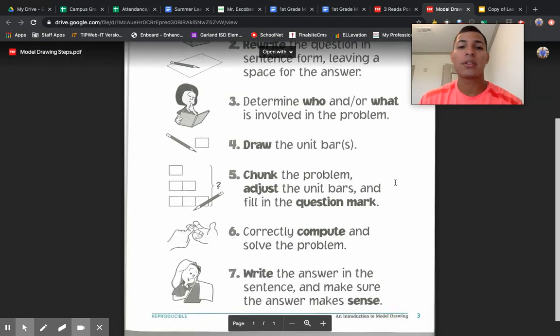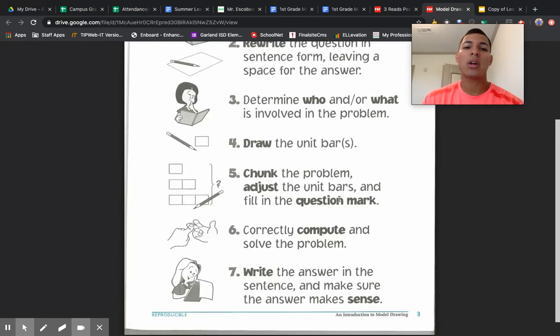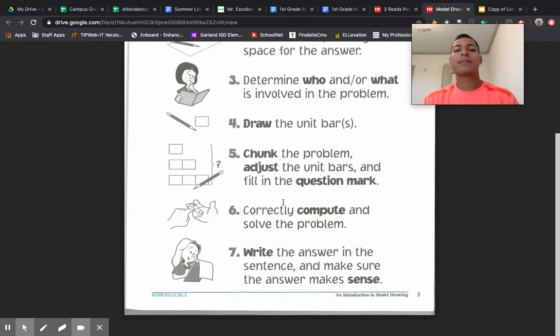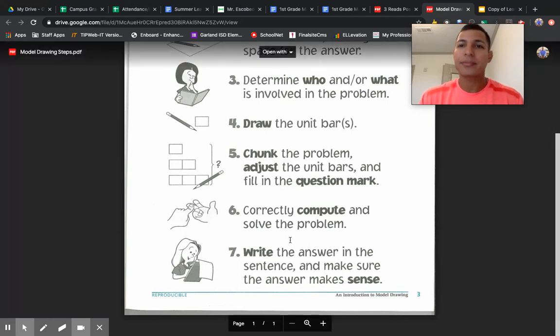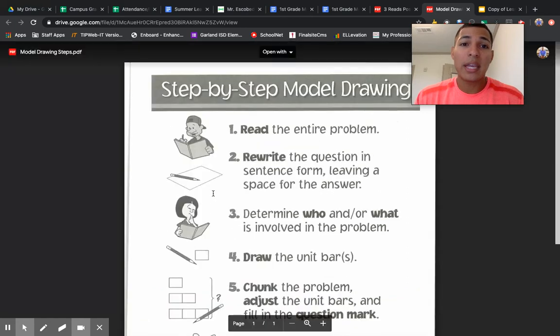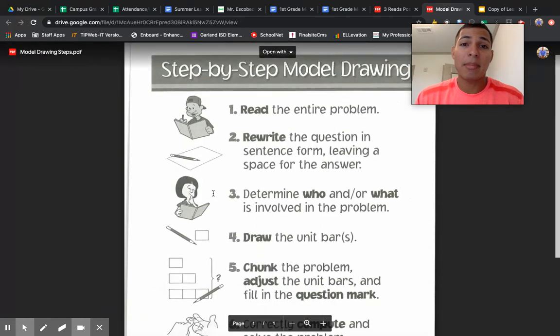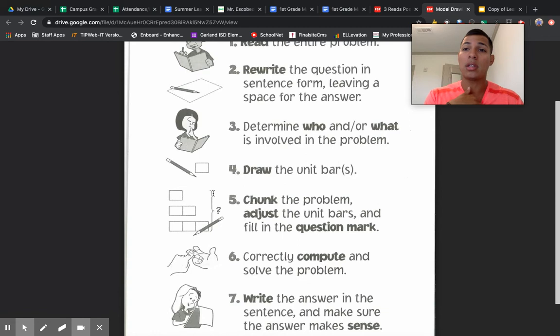5, chunk the problem. Adjust the unit bars and fill in the question mark. 6, correctly compute and solve the problem. 7, write the answer in a sentence and make sure the answer makes sense. Most important part of it, I think. Right? So again, this is our step-by-step model drawing. Doesn't do too much right now because we don't have any examples. So let's get to an example so we could go ahead and get started.